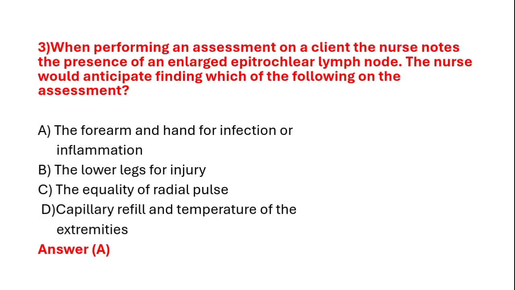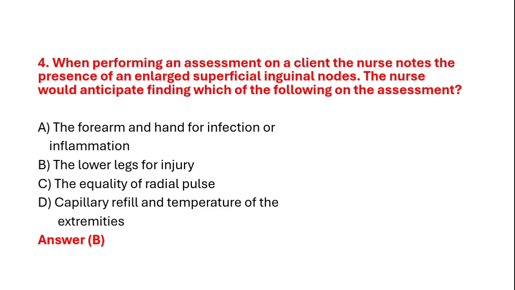Question number 3, when performing an assessment on a client, the nurse notes the presence of an enlarged epitrochlear lymph node. The nurse would anticipate finding which of the following on the assessment? Option A, the forearm and hand for infection or inflammation. Option B, the lower legs for injury. Option C, the equality of radial pulse. Option D, capillary refill and temperature of extremities. Correct answer is option A, the forearm and hand for infection or inflammation.